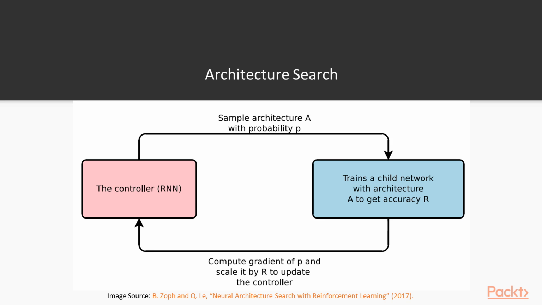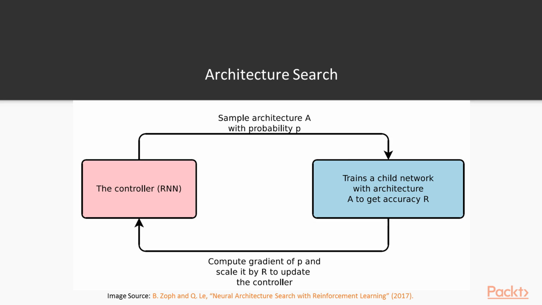Starting on the left, we sample a sequence of outputs from a recurrent neural network called the controller. At each time step, the softmax outputs of the controller provide a distribution over possible neural network components that we specify beforehand, and we select the component associated with the highest probability. The RNN or controller will repeat this until some predefined number of components have been sampled, and the resulting sequence of components defines the generated architecture.